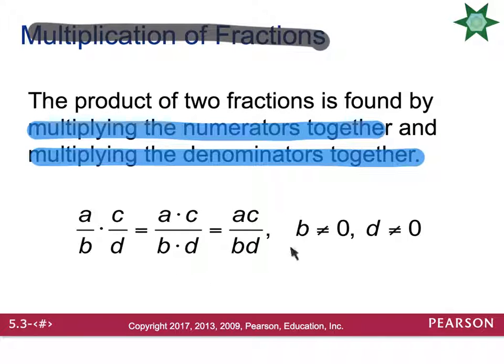Pretty easy. We have to make sure, though, that b is not equal to 0 because that's in the denominator of this fraction. And we also have to make sure that d is not equal to 0 because that's in the denominator of this fraction. So we have to specify that we can't have zeros in our denominator because you can't divide by 0.